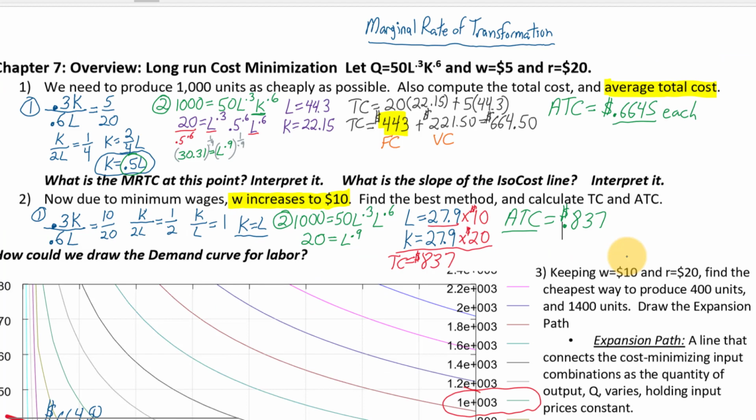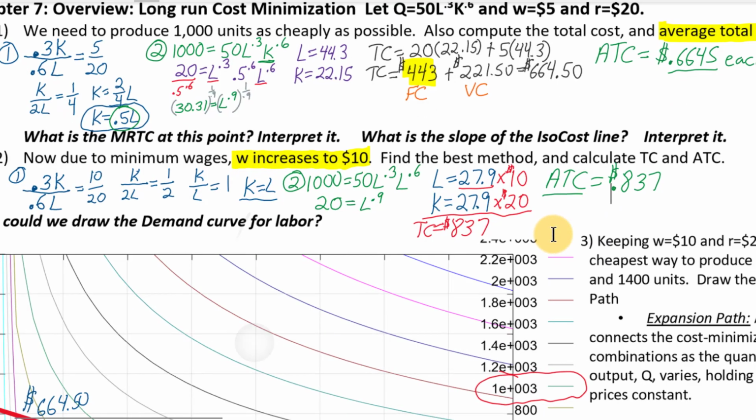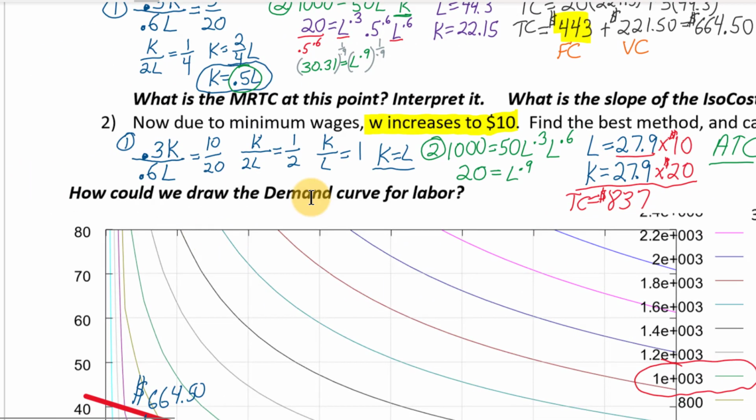Let's do one last question on this handout, and then this video is getting long enough, and we'll come back and finish it in a second part. How could we draw the demand curve for labor? So what is a demand curve? Well, any demand curve is just illustrating the law of demand. Ceteris paribus, what happens when the price goes up?